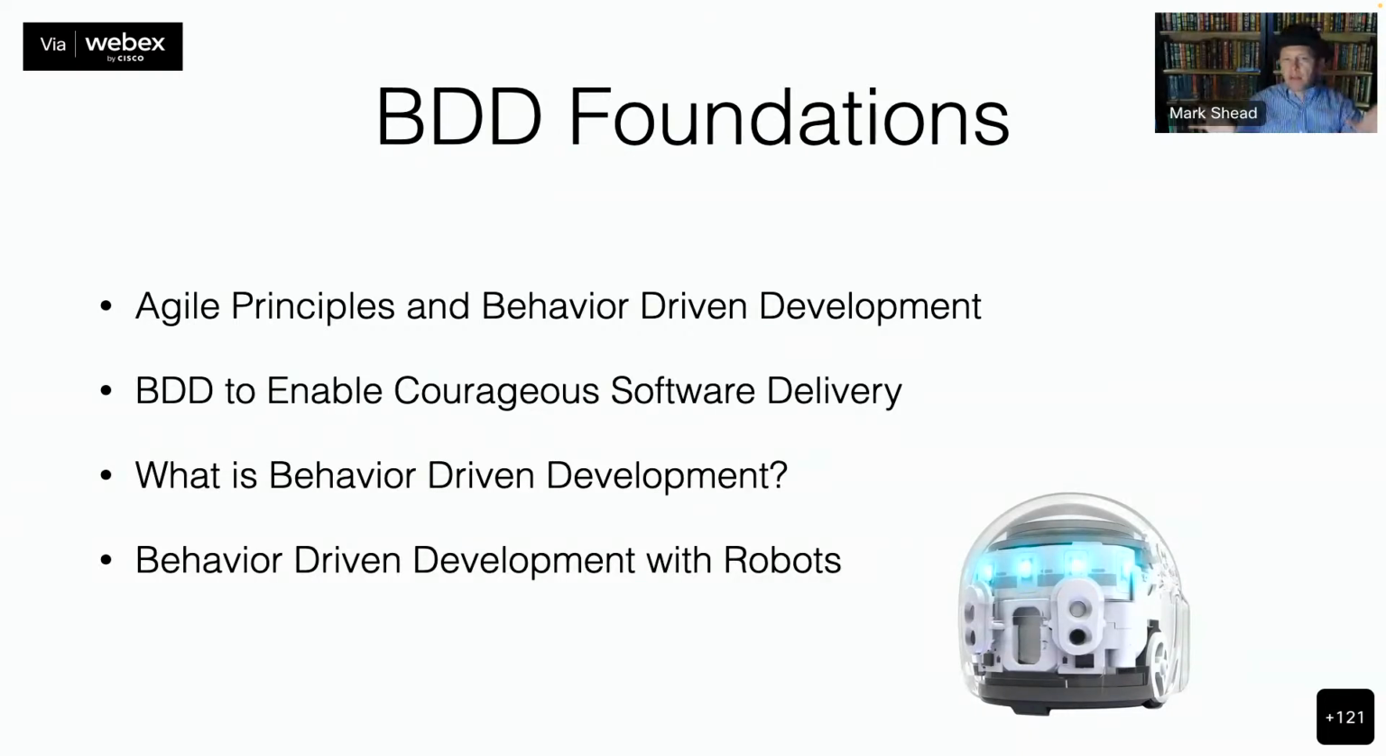We go through agile principles and behavior-driven development, how those things work together. We talk about how behavior-driven development can enable courageous software delivery, or delivering with lower risk, but delivering quickly. Another session on what is behavior-driven development, which we did a few weeks ago here. And then this session right here, behavior-driven development with robots, where we team people up in groups of 3 and let them actually go through and mimic what you're going to see here today.